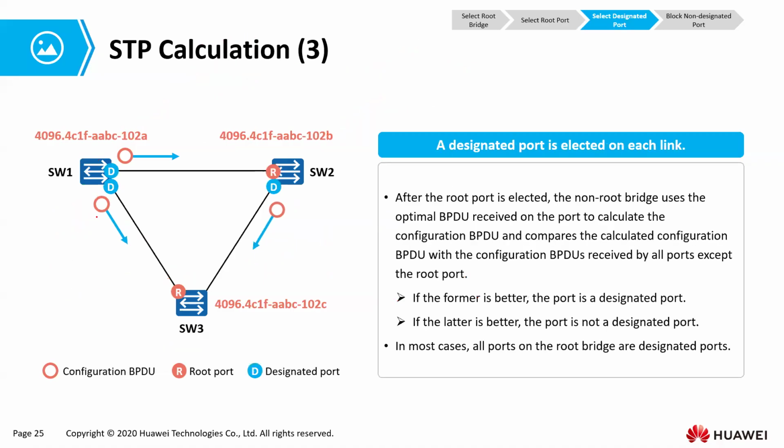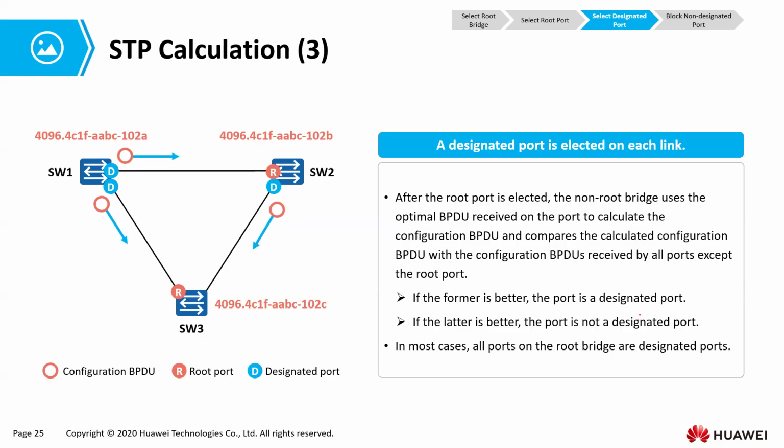So root port done. Then identify the designated port. Designated port is our forwarding port. That's our receiving port. Designated port is very easy once we've identified the root port. After the root port is elected, the non-root bridge compares the optimal BPDUs received by all ports. If the former is better, the port is designated. If the latter is better, the port is not a designated port.